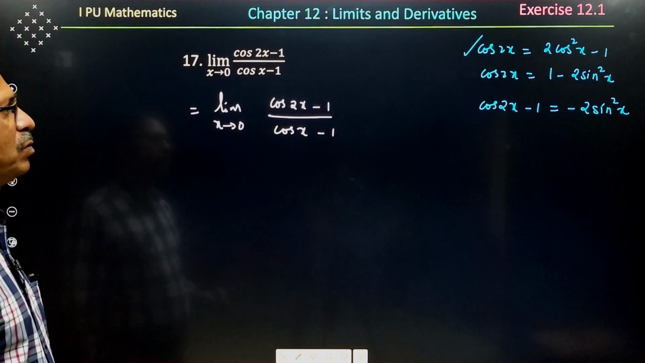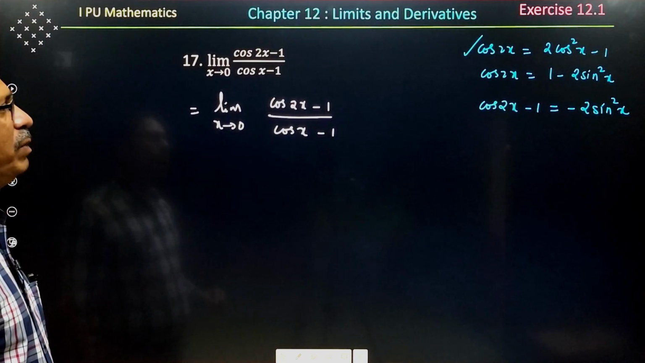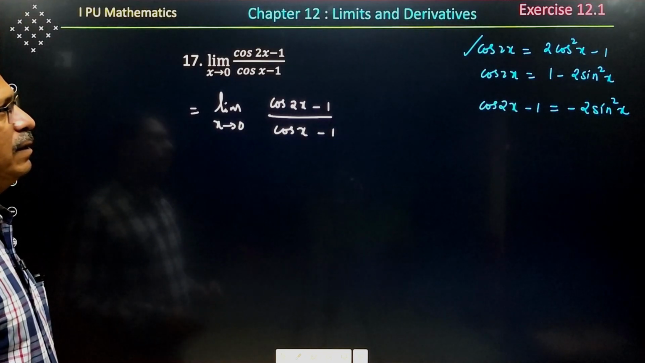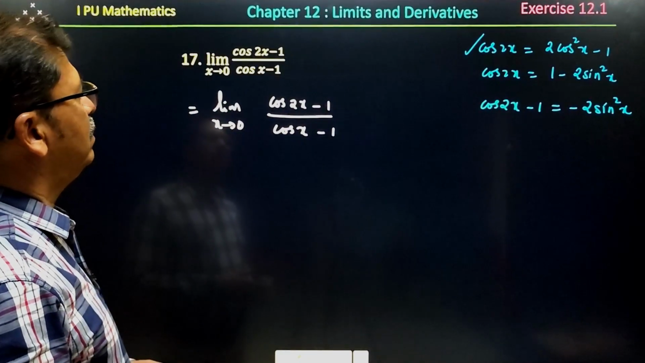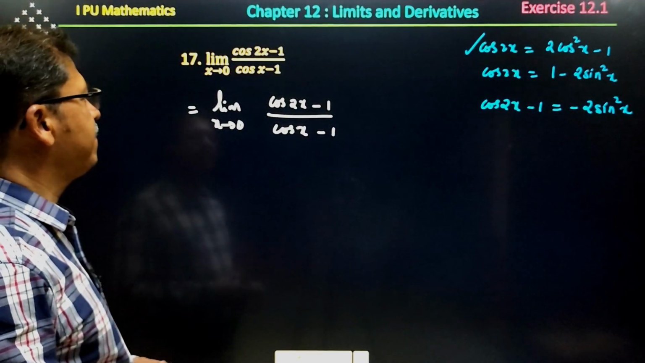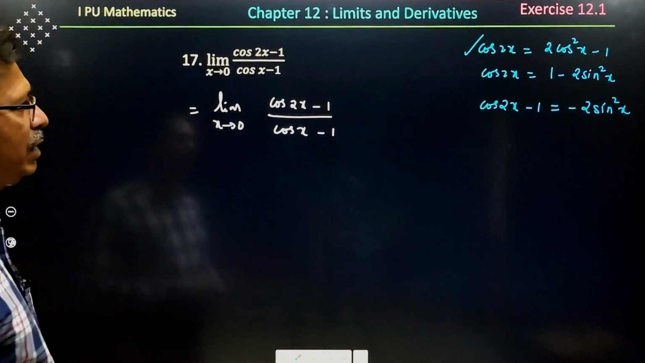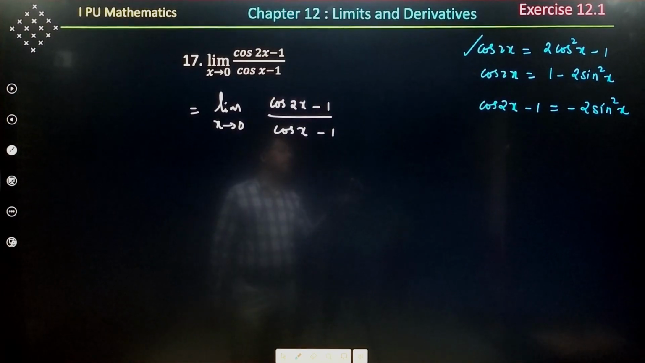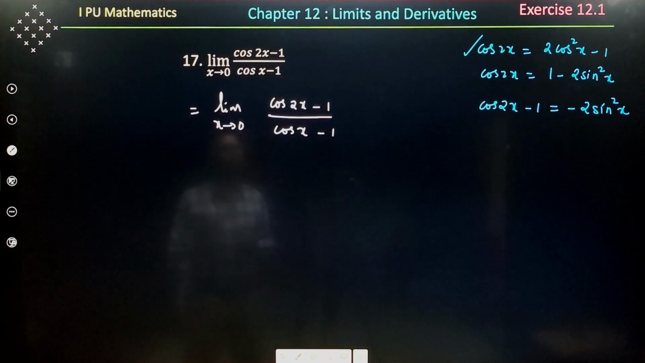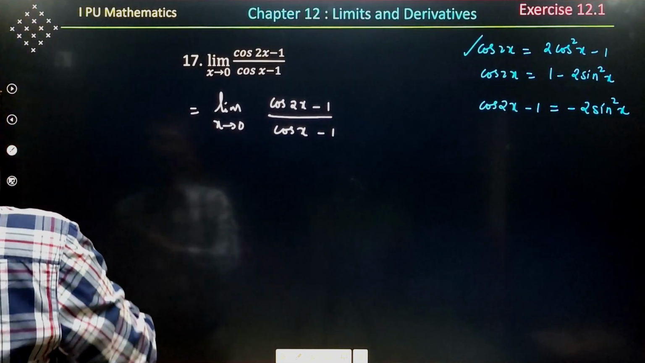Minus 2 sin square x. Cos 2x minus 1 is minus 2 sin square x. According to me that is not convenient. Let me check the one, Nimisha. See, in this case, 2 cos square x minus 1, first result itself you use.